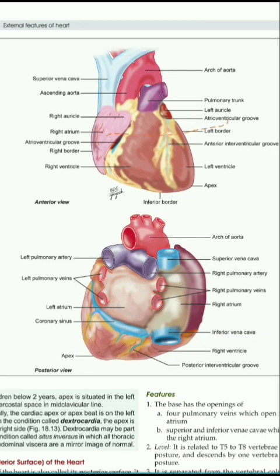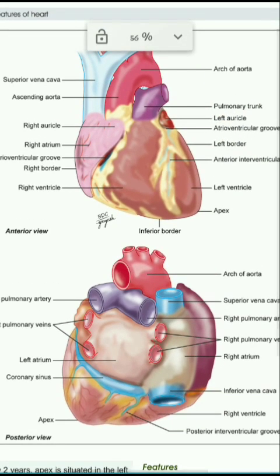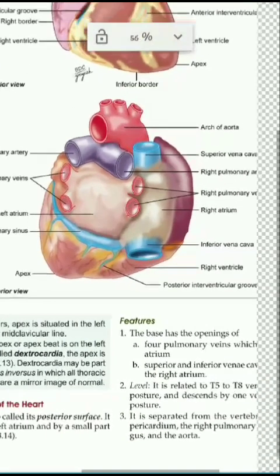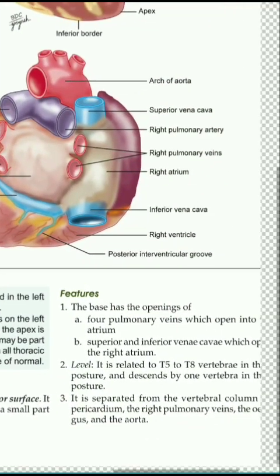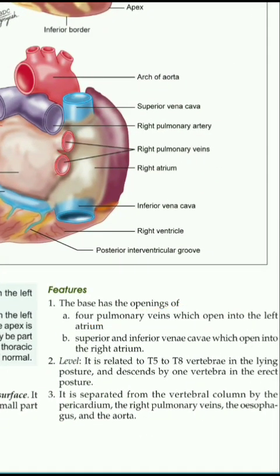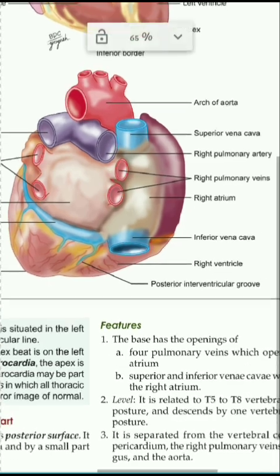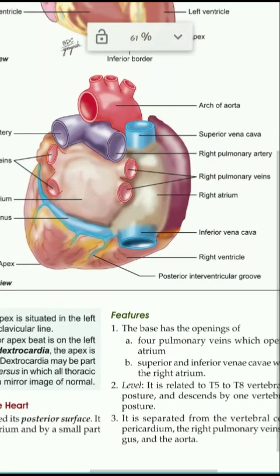If we see the base of the heart, it's basically composed of left atrium and part of right atrium. If you see the features of the base, the base has openings of 4 pulmonary veins. That is our opening of 4 pulmonary veins, 2 veins for each lung for circulation of blood.